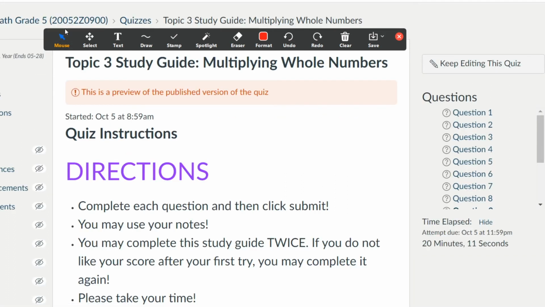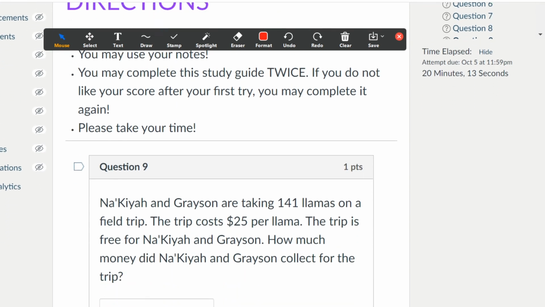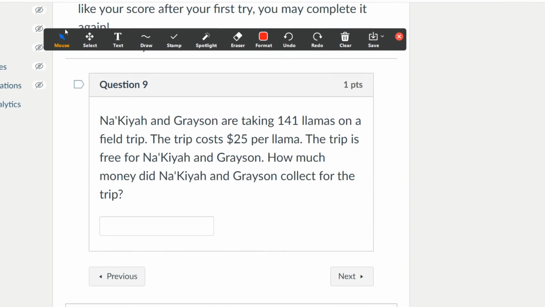Here we have number 9. Nakaya and Grayson are taking 141 llamas on a field trip. The trip costs $25 per llama. The trip is free for Nakaya and Grayson. How much money did Nakaya and Grayson collect for the field trip?